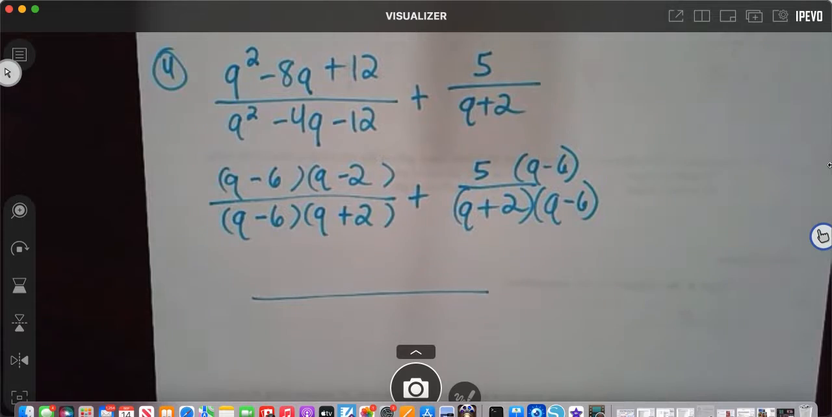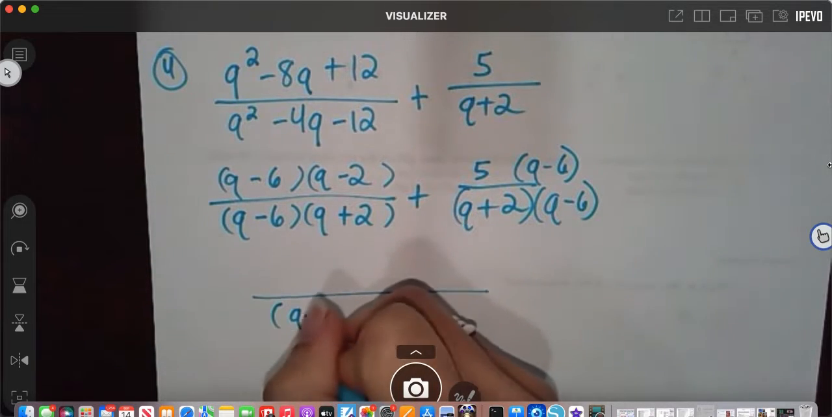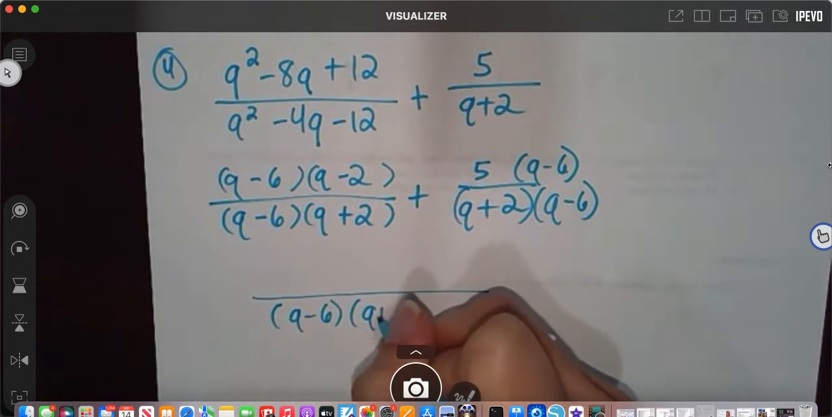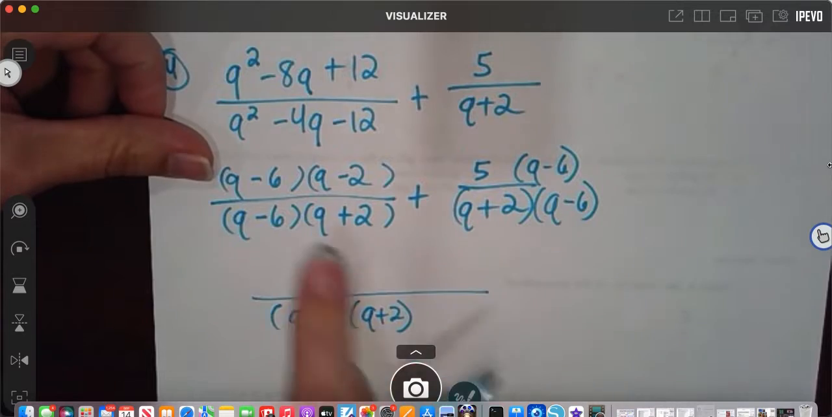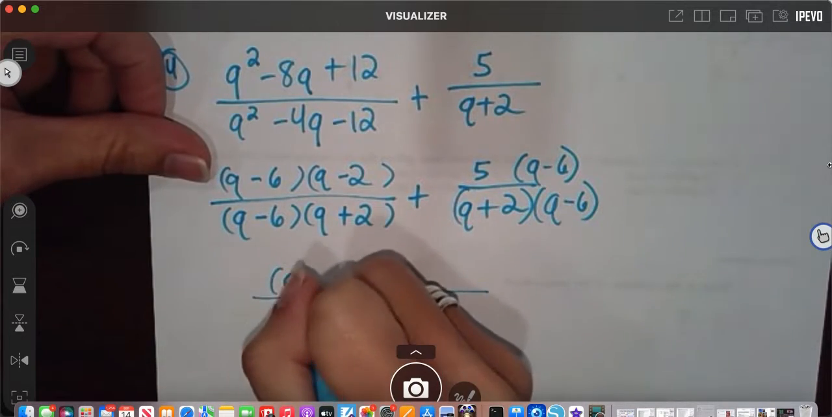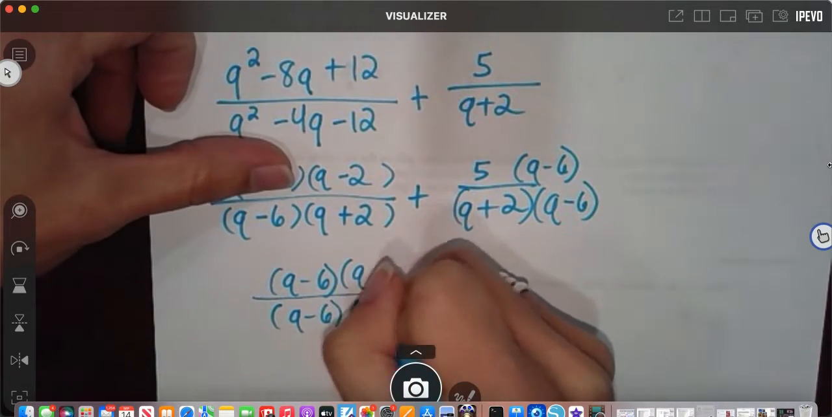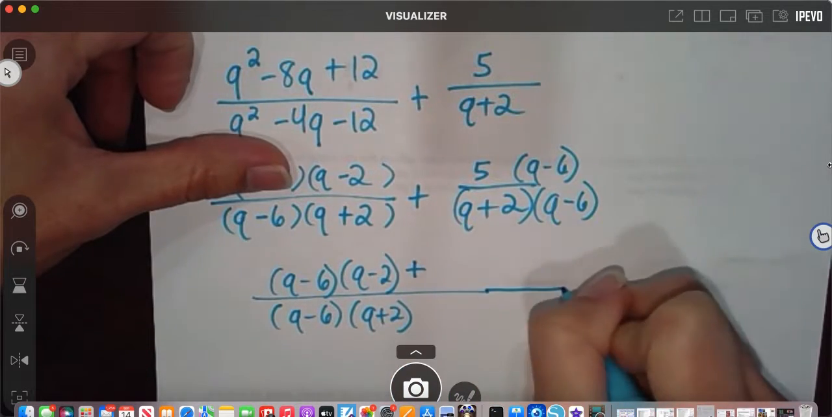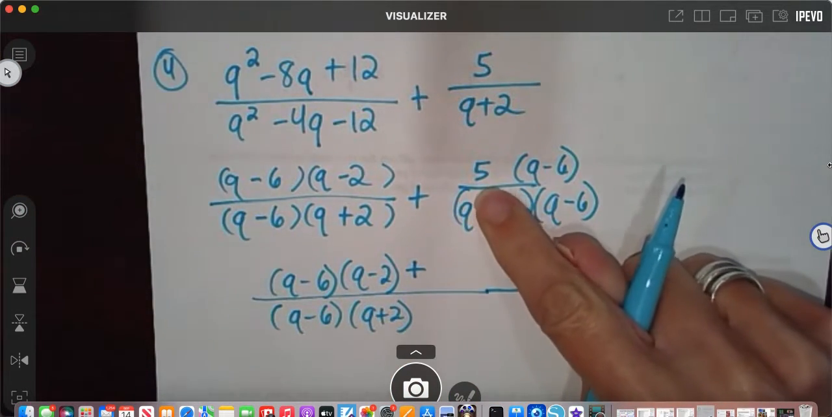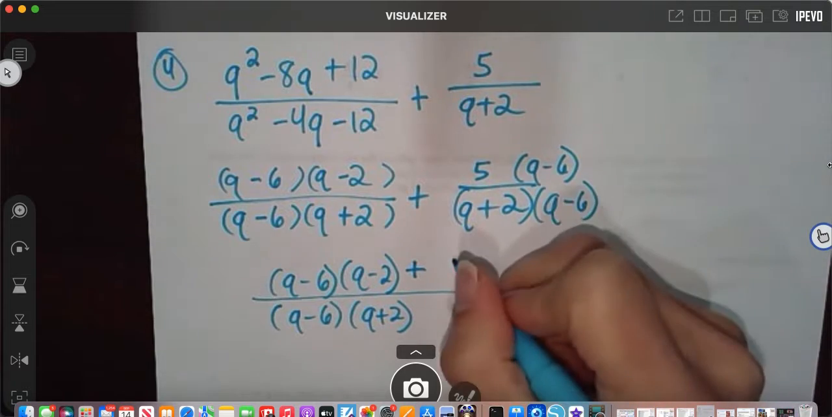Then in my denominator, I know I've got my q minus 6, q plus 2. It doesn't matter what order you write them in. It's the same as long as they match. Now in my numerator, I can write this q minus 6, a q minus 2, plus, I should have FOILed that out, but we'll see. What's this one going to be? 5q minus 30.